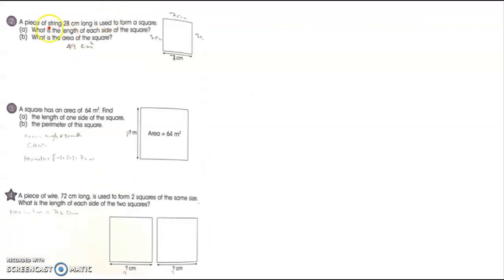Now look at this one. This is where they have given the perimeter. A piece of string 28 centimeter long is used to form a square. That means if they put a string, a thread, around this, the total length is 28 centimeter. So the perimeter is 28 centimeter, and they ask me to find one side. Let's try.